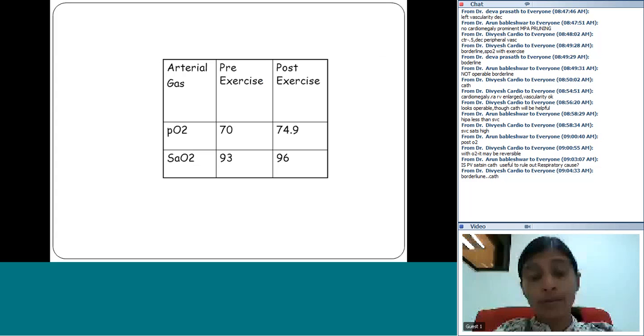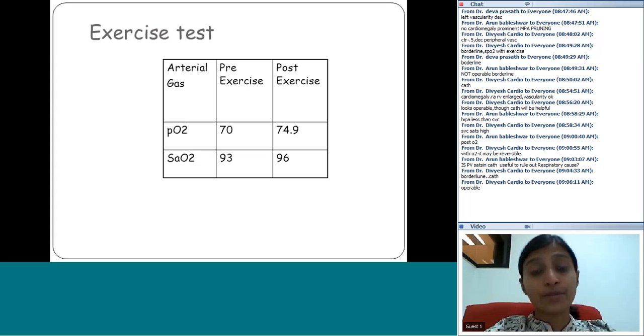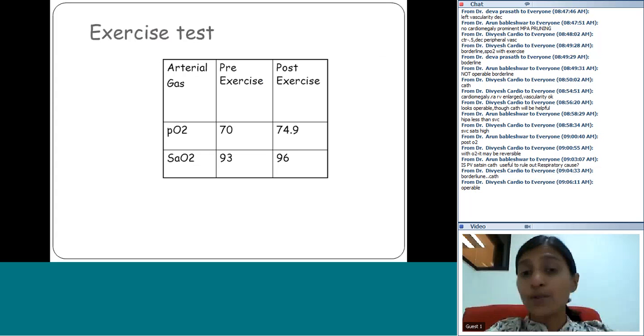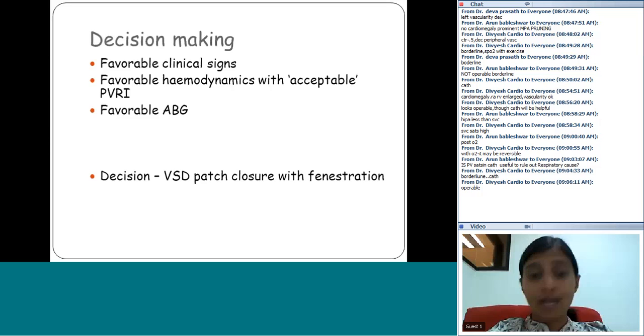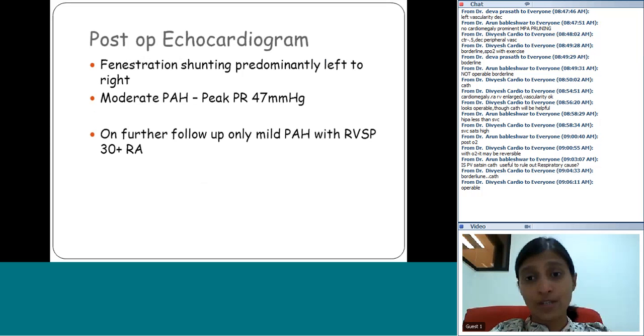Then if you look at his pre and post exercise ABG, again, more reassuring. So pre-exercise 93% saturation and post-exercise 96%. So again, that would favor operability. So the child underwent VSD patch closure again with a fenestration, and on follow-up we found that his right ventricular systolic pressure had dropped down quite nicely, and all he had was mild pulmonary hypertension. So in this instance, it worked well.